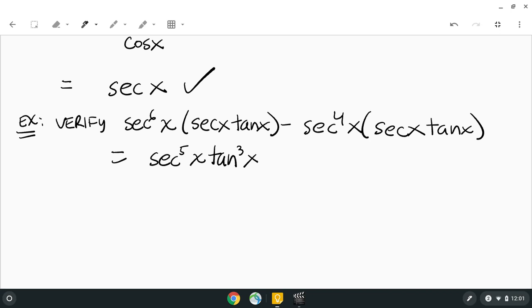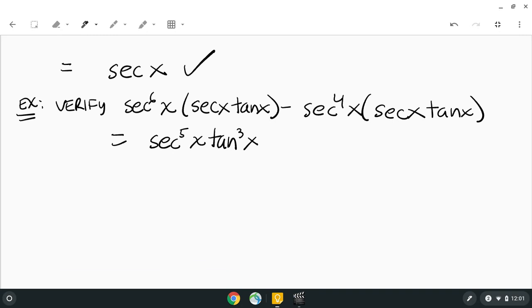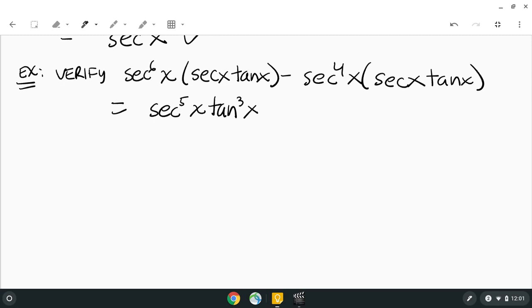Clearly here the left-hand side, which is on top, is the more complicated side. So let's try to simplify that longer one, and let's try to simplify it till we get secant 5x tangent 3x. All right, I'm going to rewrite it over here.